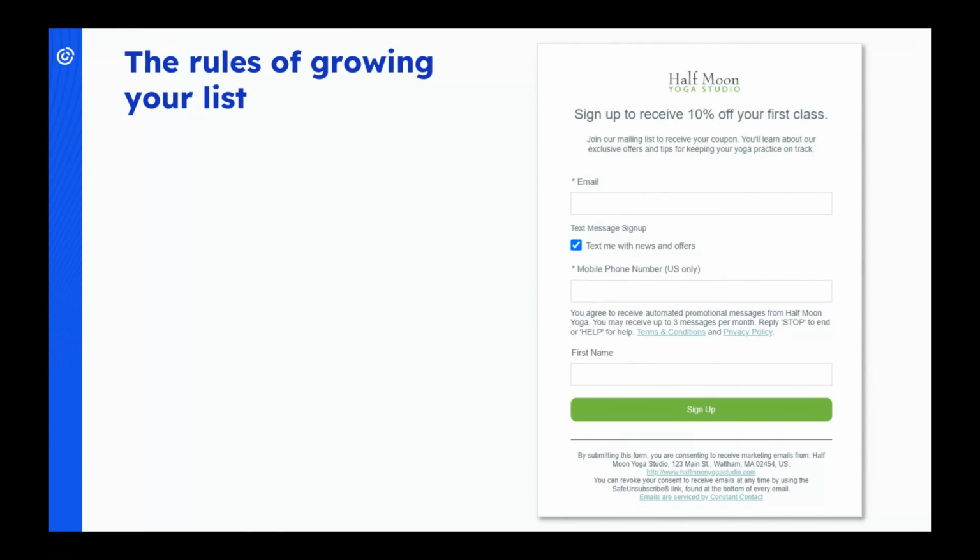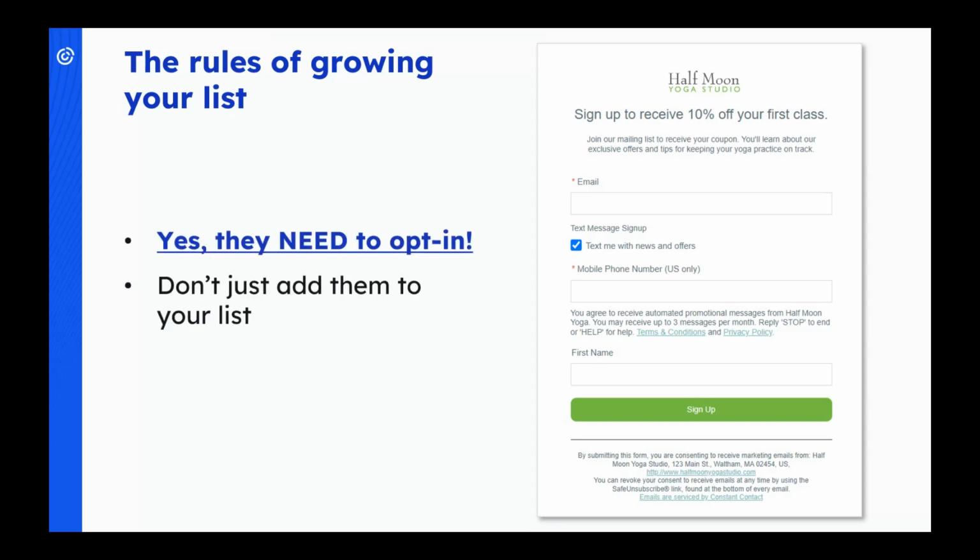Just like with email marketing, there are laws and regulations around text marketing. The good news is that Constant Contact makes it easy for you to get permission and provide the necessary information to stay compliant. First and foremost, yes, these people do need to opt into receiving your text communications. Just because you have someone's phone number for whatever reason doesn't mean you can just add them to your list. That permission is required by law.